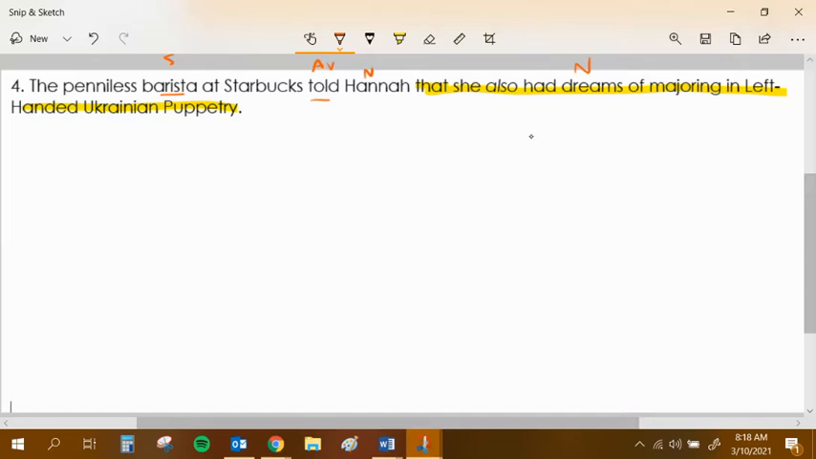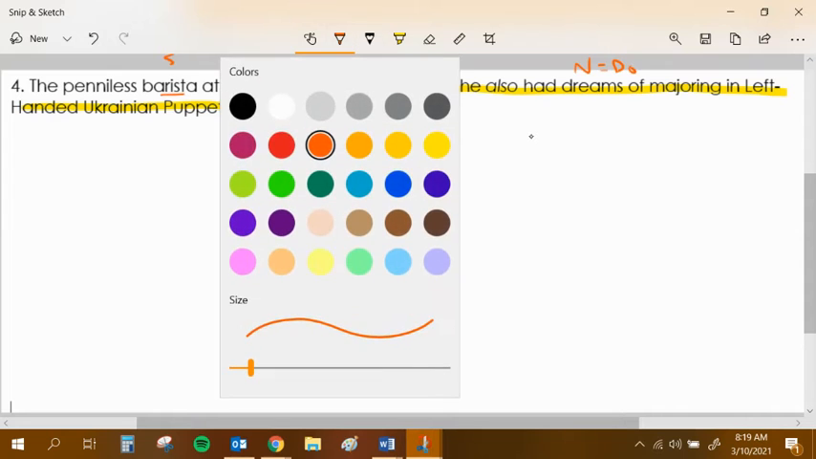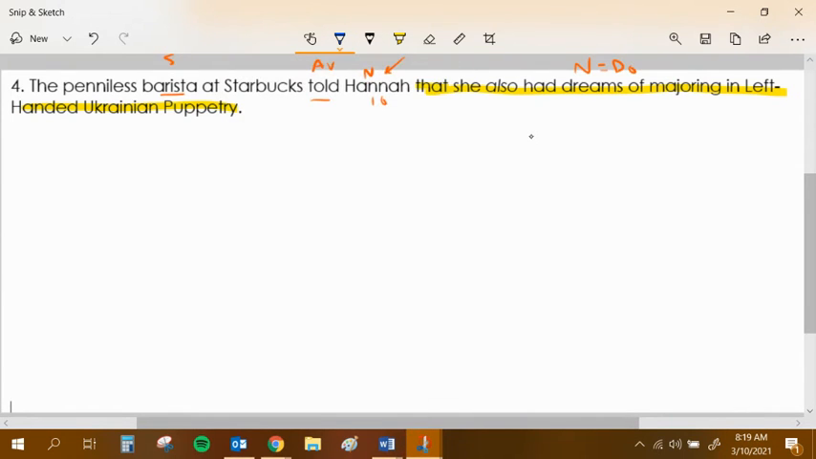When you have a subject, action verb, noun, that only happens 2 different times, either a pattern 8 or a pattern 10. In pattern 10, this second noun is renaming the previous noun, the direct object. But in a pattern 8, we're saying the barista told this to Hannah. So Hannah must be our indirect object, and then this noun clause must be its direct object. Once again, the names on your diagrams might be different from what I have up here, but I think you're still going to be fine.